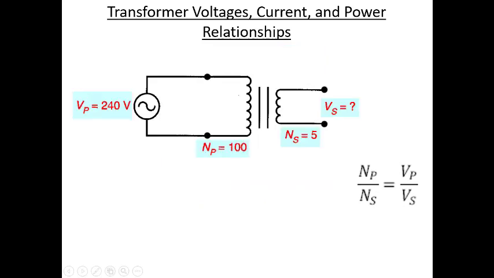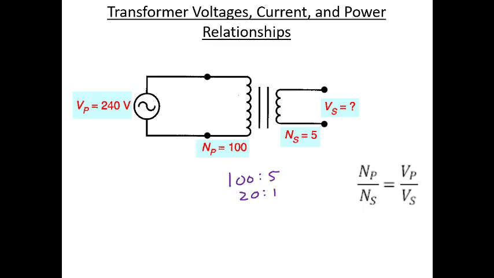All right, next problem. So we have 240 volts on the primary. We have a number of turns, 100 to 5. So that would be 100 divided by 5 is 20. So I'd have a 20 to 1.